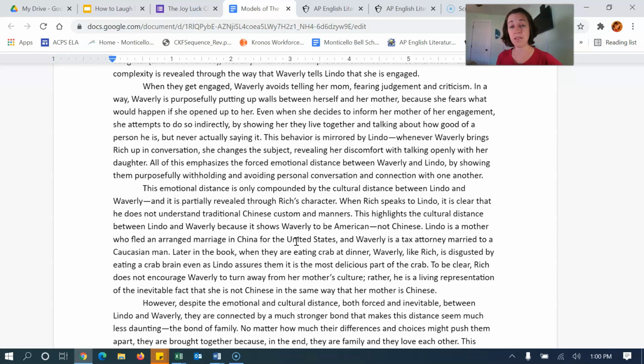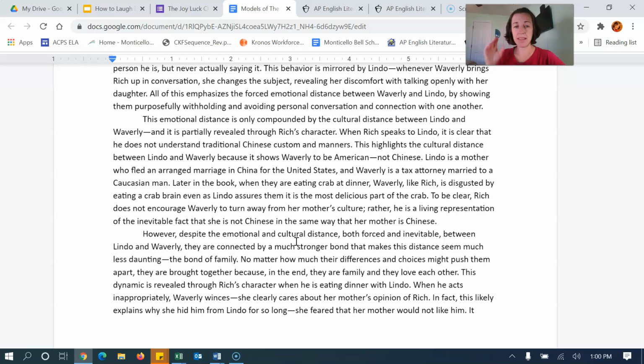This behavior is mirrored by Lindo. Whenever Waverly brings Rich up, she changes the subject, revealing her discomfort with talking openly with her daughter. All of this emphasizes the forced emotional distance between Waverly and Lindo by showing them purposefully withholding and avoiding personal conversation and connection with one another. Really nice paragraph to show the more negative aspects of their relationship.